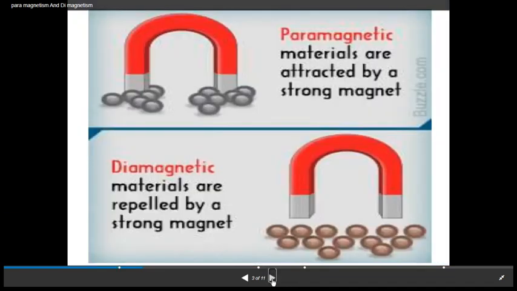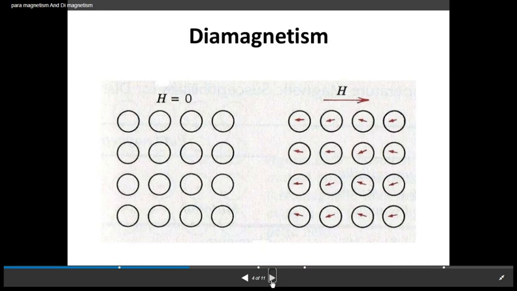this is very initial, just resharpening the things you had at the back of your mind. A paramagnetic material will definitely be attracted by a strong magnet, whereas a diamagnetic material will repel. If you look here, the balls move away from the magnet, so it is getting repelled. So that is part of the property.